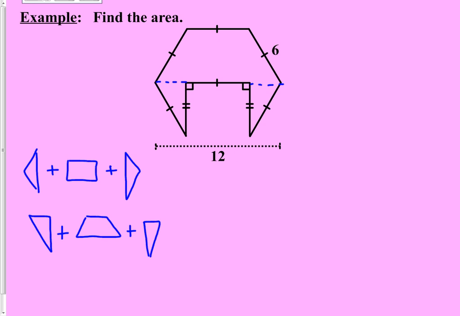However, I'm not going to use either of these methods because I see a different way to look at it where it's just two formulas rather than three. Okay, and I'm going to use a subtraction. Okay, what I see is I see a regular hexagon that is missing a rectangle of some kind.